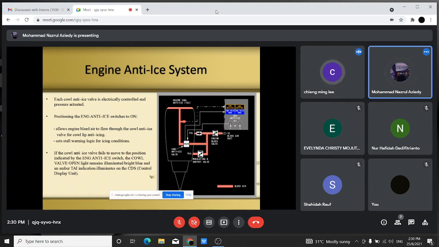How is the cowl heated? Nazrul, is it by electrical power or what? Actually, it is the air from the pneumatic system. Pneumatic system, yes. Are you sure it's the pneumatic system? Yes.